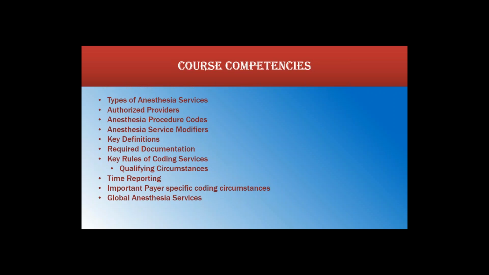Course competencies we'll be going over today: types of anesthesia services, authorized providers, anesthesia procedure codes, anesthesia service modifiers, key definitions, required documentation, key rules of coding services, qualifying circumstances, time reporting, important payer-specific coding circumstances, and global anesthesia services.